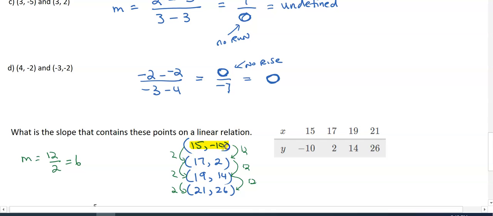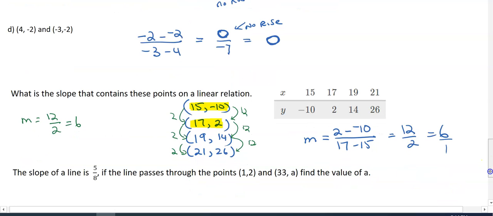Or I can just take any 2 points. If I know this is a linear relationship, then I know there's a constant rate of change, and therefore I can just use my slope formula. My slope is going to be my second y, subtract my first y, all over my second x, subtract first, and I get 12 over 2. Again, 6. So I can find my rate of change is 6. My y's go up by 6 when my x's go up by 1. That's my rate of change.